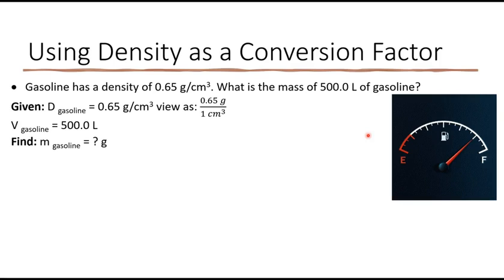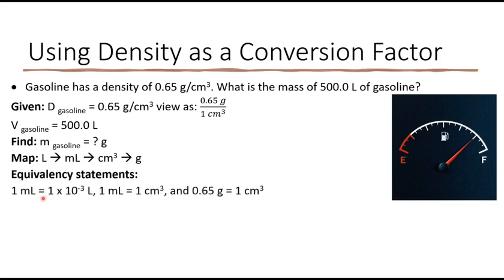Let's determine our solution map. Well, we know that volume and mass of gas is going to be related via the density. So we are going to have to use density as a conversion factor. But since we're starting off in volume, we want to make sure we convert our liters to milliliters and then to cubic centimeters in order to get us eventually to grams. The equivalency statements that we need are three of them: milliliters to liters, milliliters to cubic centimeter, and then gram to cubic centimeter. Let's set up our work.